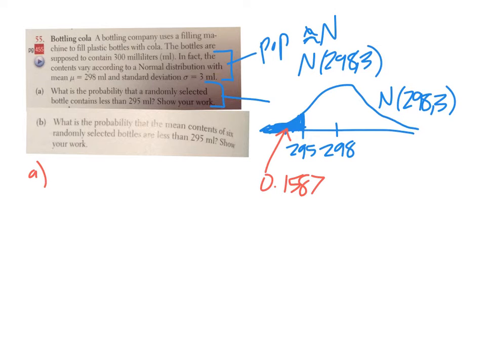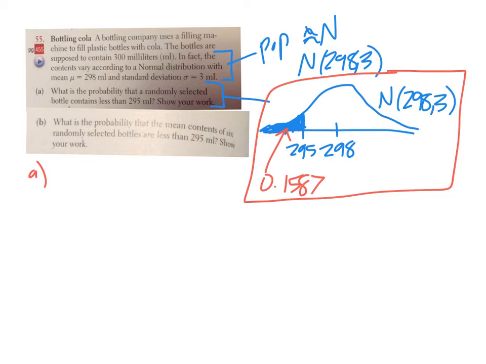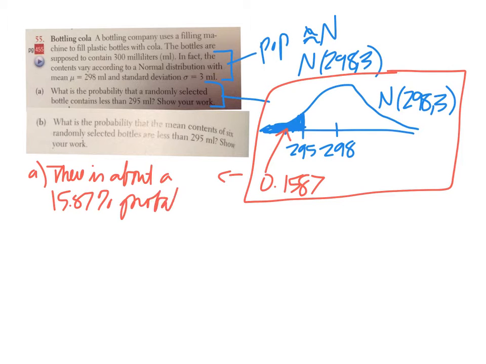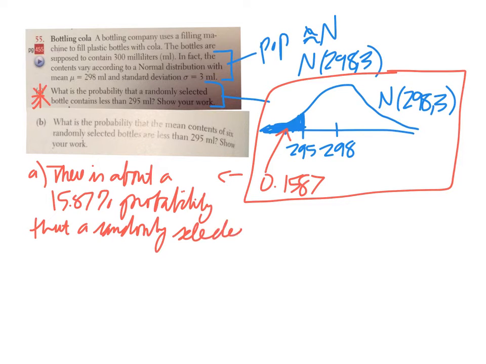Don't forget to answer the question. Essentially everything that I just put here is my work, okay? And then I need to actually answer the question and say there is about a 15.87% probability that, and here's where I always go straight to the question and copy it down, that a randomly selected bottle will contain less than 295 milliliters.